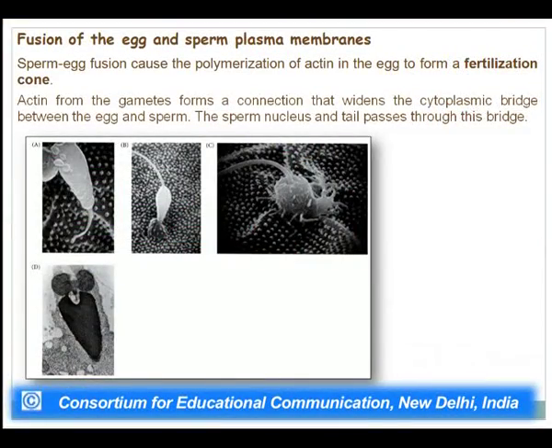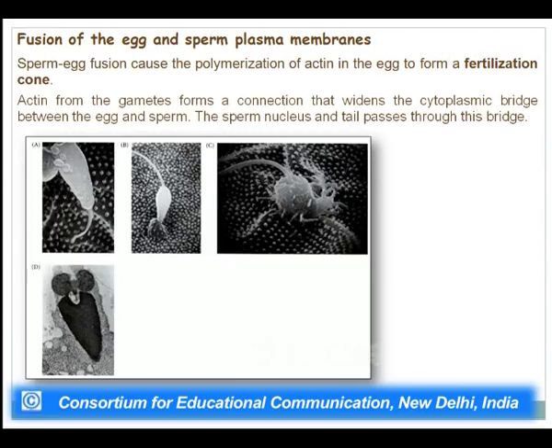So the sperm egg fusion causes the polymerization of the actin in the egg to form what is called the fertilization cone. Now you can see again there is a homology in the sperm and the egg structures, that actin from the gamete forms a connection that widens the cytoplasmic bridge. So the acrosomal process was formed by the actin filaments, and we have also seen in the egg there were actin microfilaments that are present.